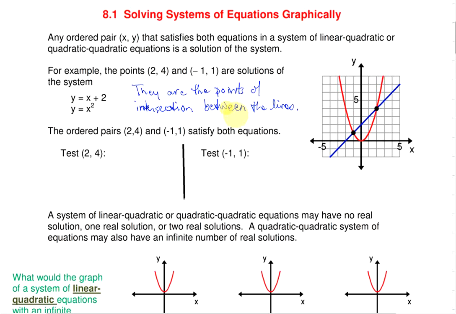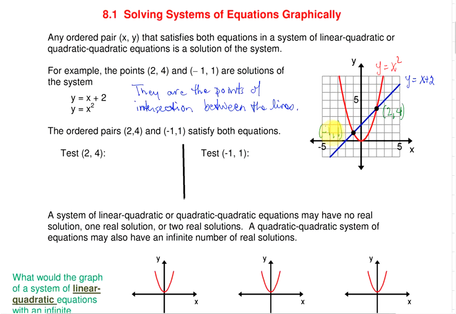If we take a look at the graph on the right, the blue line is the linear function, y = x + 2, and the red line is the quadratic function, y = x². Their points of intersection are (2, 4) and (-1, 1).